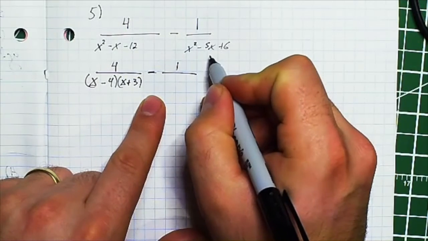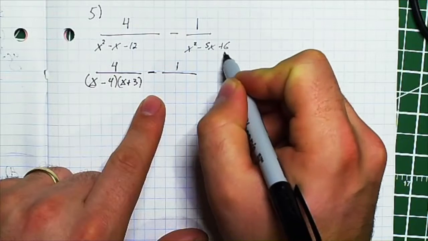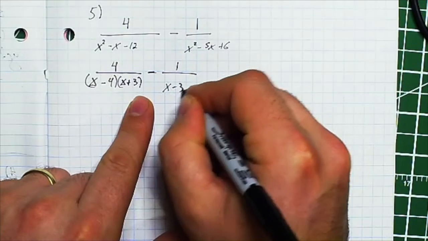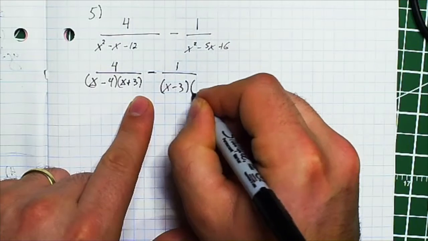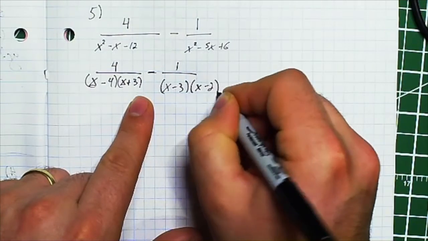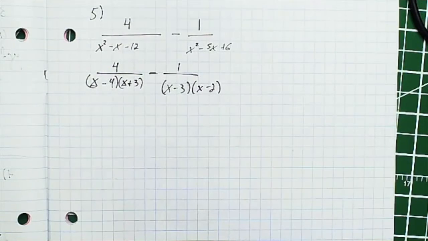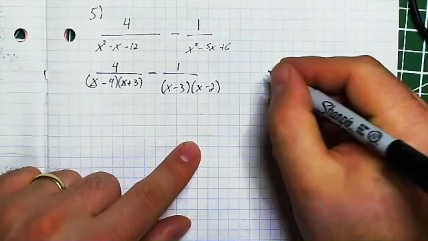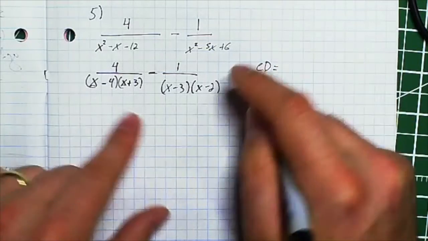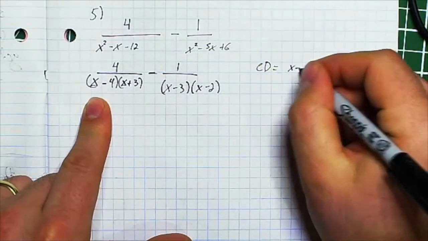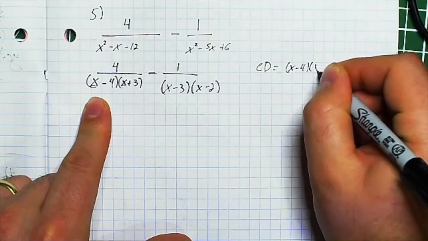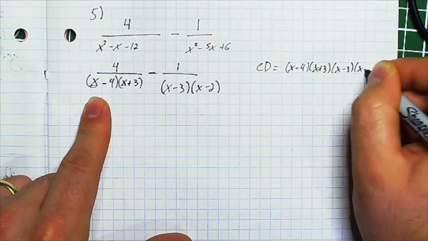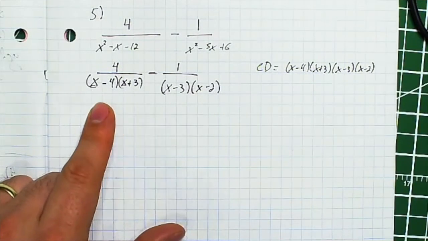This is going to subtract 1, and two things that add up to negative 5 and multiply to 6. That should be x minus 3 and x minus 2. You'll notice between all of these, there are no similarities, so unfortunately the common denominator is when you slap them all together. So it's going to be x minus 4 times x plus 3, x minus 3, and x minus 2.